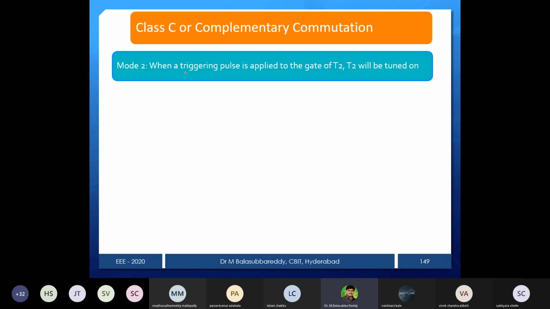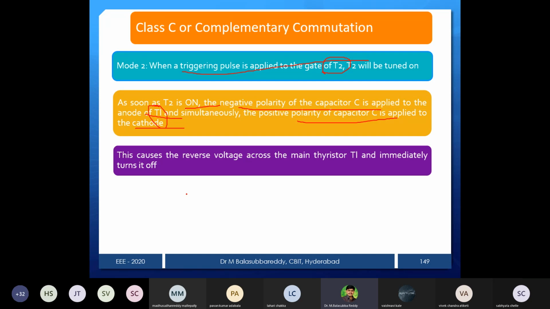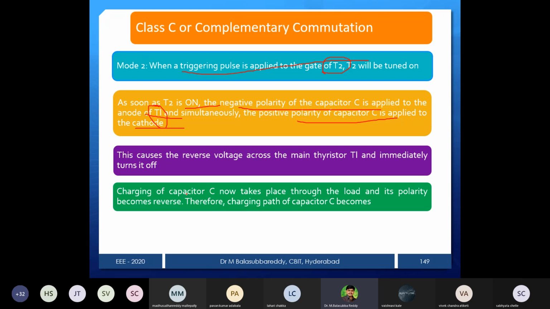Now in mode 2 operation, give the firing pulse to T2 and T2 will turn on. Once T2 is on, what will happen? The negative plate of the capacitor is connected to the anode of T1, and the positive plate is connected to the cathode of T1. So then T1 is going to be turned off. Once T1 is turned off, because reverse voltage is applied across it, the capacitor C is charged through the load in the other polarity. Again, this is the charging path.